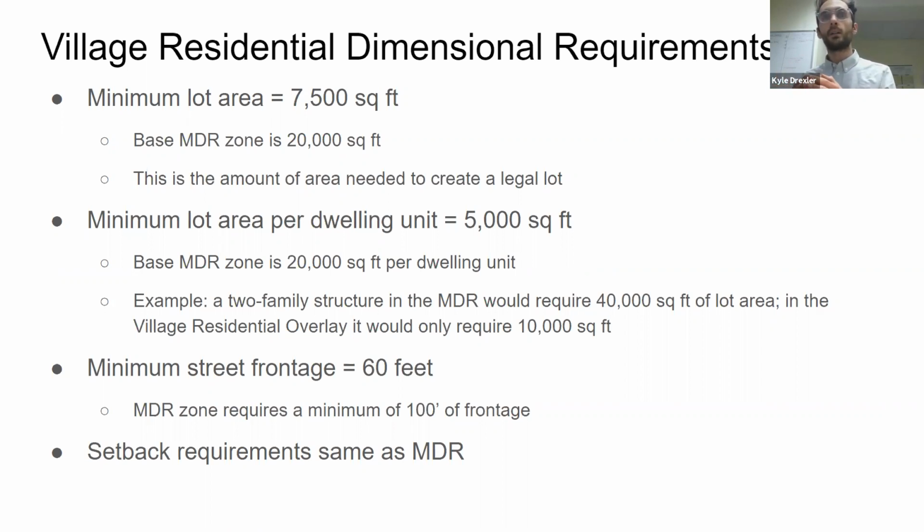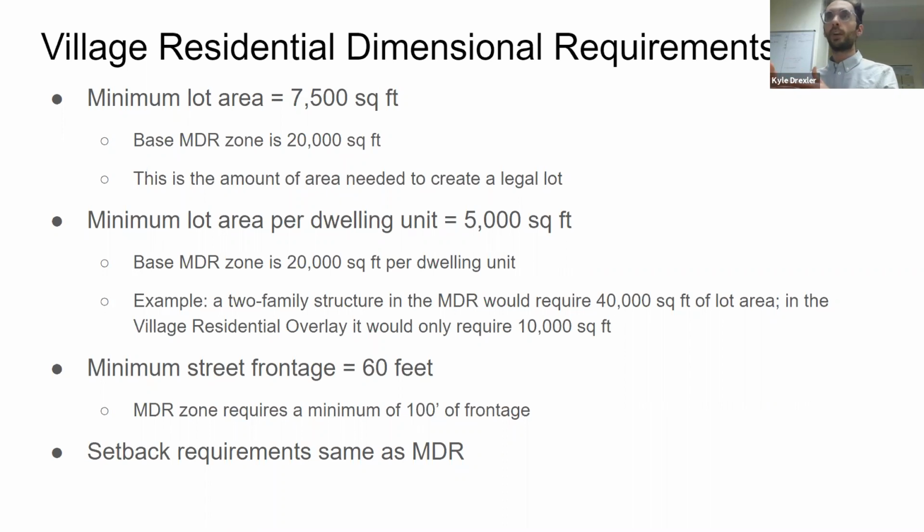The proposal here would be that the minimum lot area per dwelling unit in the Village Residential would be 5,000 square feet. So, if you think of someone interested in constructing a two-family home or converting their single-family home into a two-family home, right now in the MDR, you would need 40,000 square feet, so almost an acre of land to have a two-family home in the MDR. With the Village Residential overlay, you would only need 10,000 square feet to have that same two-family. Now, however, we're talking about the owner occupancy.